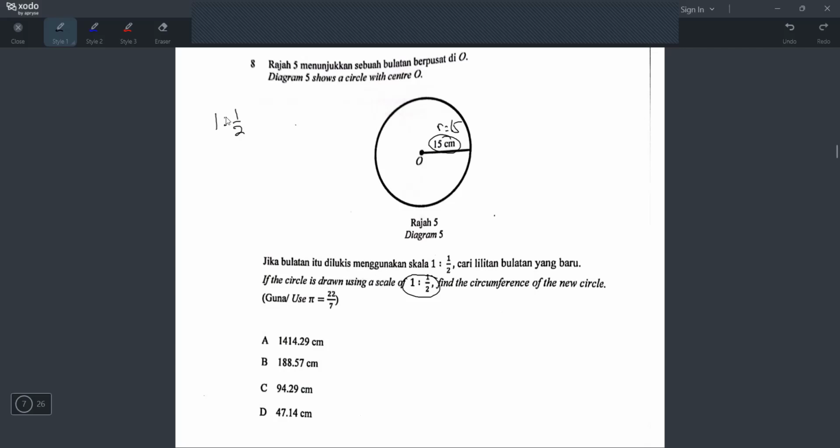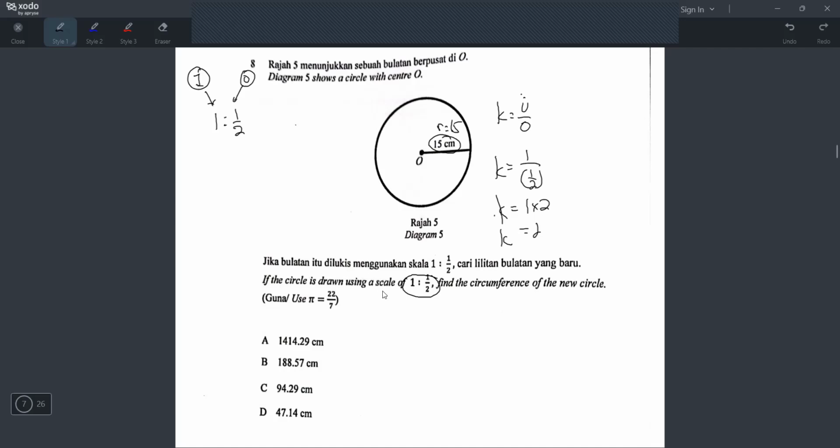What does it mean? It means the ratio, this is the image, and this is the object. And the formula for scale factor you learn in Form 5 also, it's I/O, right? That's why it's I/O like that. So what is the scale factor for this question? It will be 1 divide 1/2, which is 1 times 2, which is 2. It means the scale factor here is 2.